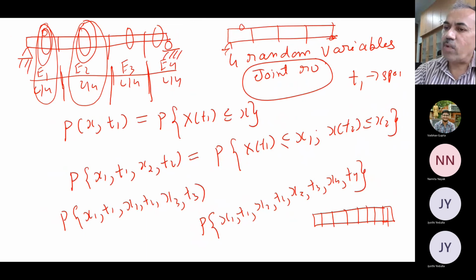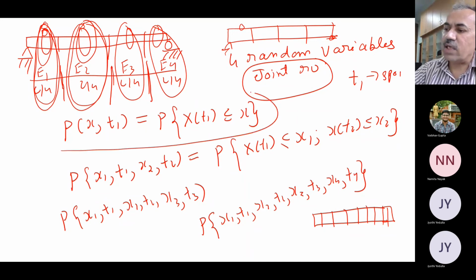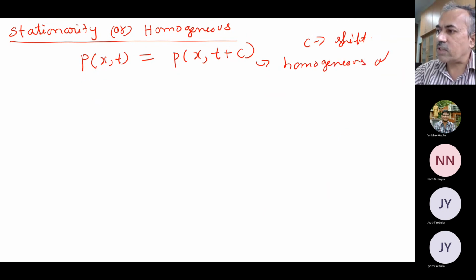So what we are trying to say is, E1 is one random variable, this is another random variable. These are all random variables basically. So all of them will have their own probability distribution, density, joint function, and many other things. Now suppose I take the one dimensional case, that is the probability density function for E1 on this element, on this element, on this element. Now it is going to remain the same if I shift it by some C. So we call this homogeneous or stationarity of first order.